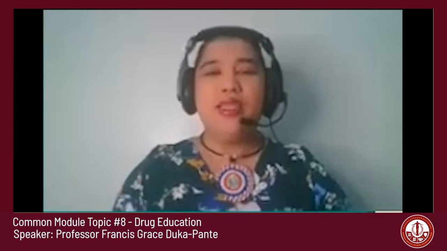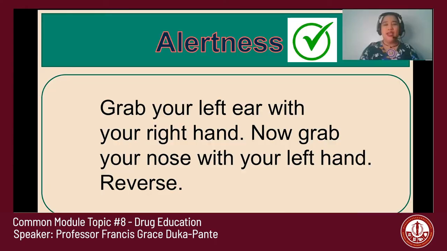So now, at this point, I'd like you to do an alertness check. So very easy. You just need to follow the instruction as shown in the slide. You just need to grab your left ear with your right hand. Left ear with your right hand. And now grab your nose with your left hand. Then you reverse. So now it's time to grab your right ear with your left hand. And now grab your nose with your right hand. So you can do this alternately. I just would like to be sure that you are still with me.